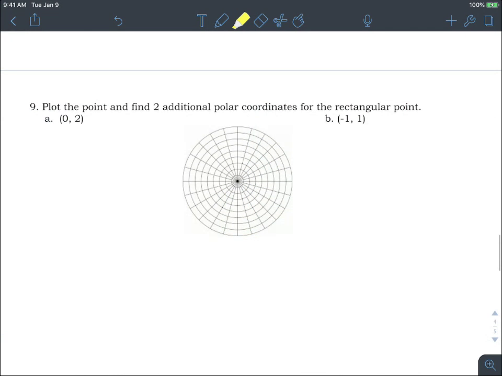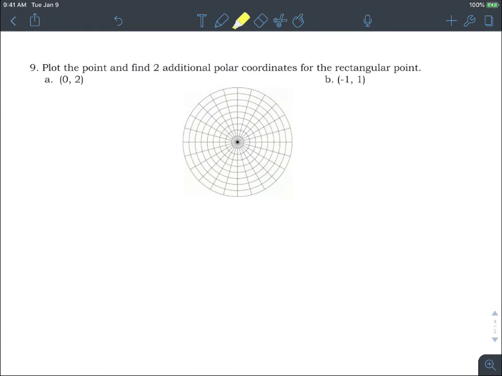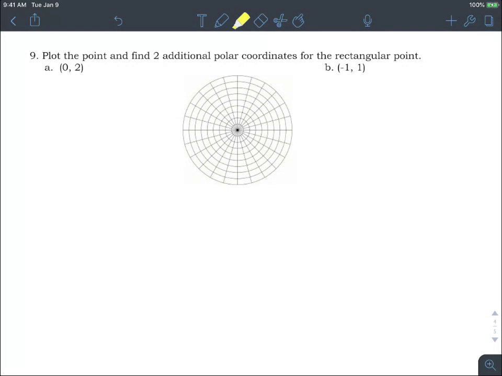It's kind of just an extra. Plot the point and find two polar coordinates for the rectangular point. Okay, so this is just a little extra practice. Remember, this is an x comma y. So we're trying to convert to r and theta.